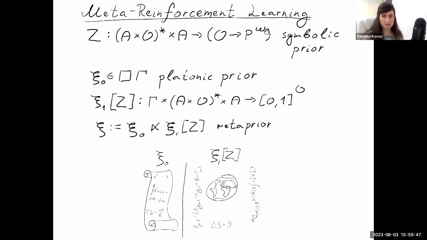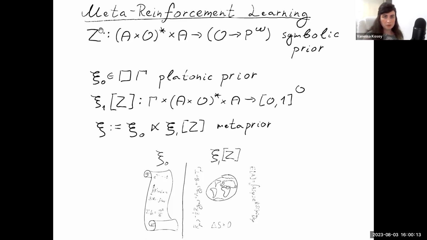And this is precisely an environment, right? So this entire thing here is a program that computes an environment. In this environment, it is our prior in this case. So this is kind of the symbolic prior by the environment. We also have a Platonic prior, a prior about gamma, which is like an infra prior. It's an element of box gamma.